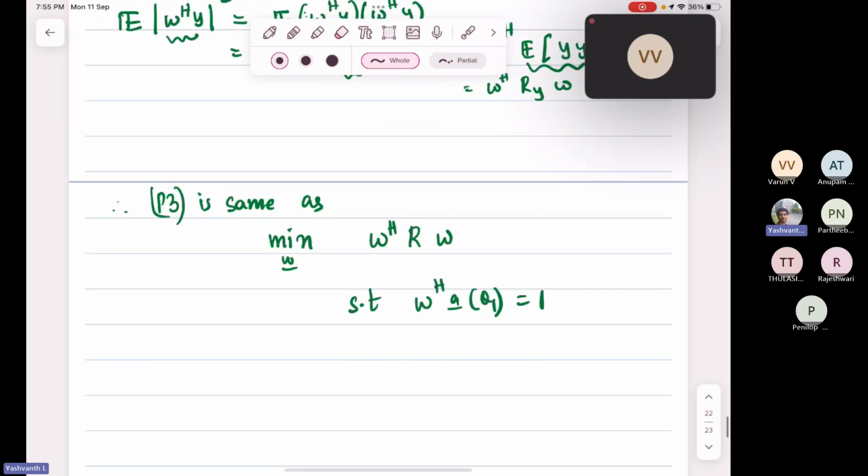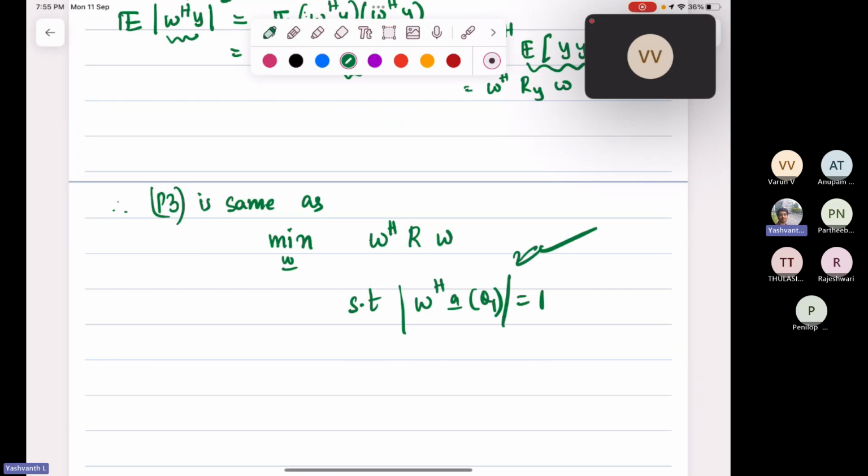So I will write, if this is satisfied, this will also be satisfied. Correct? That's why I'm removing the mod for the time being. Is this clear? Yes, sir. Okay. Now let's just solve this problem.